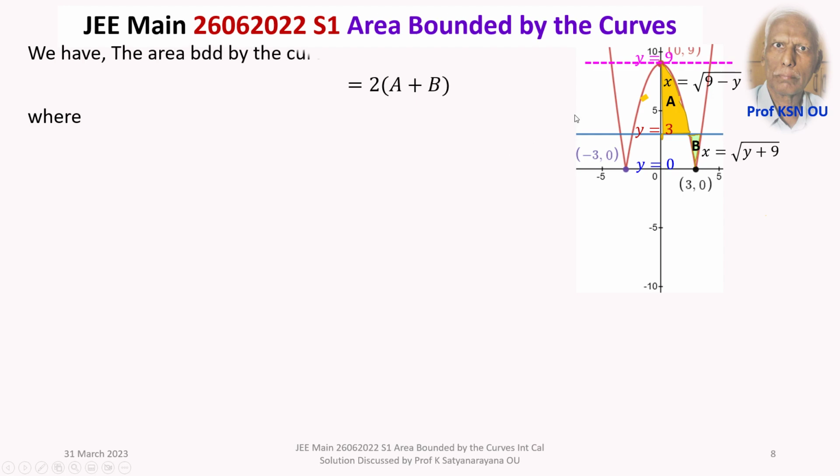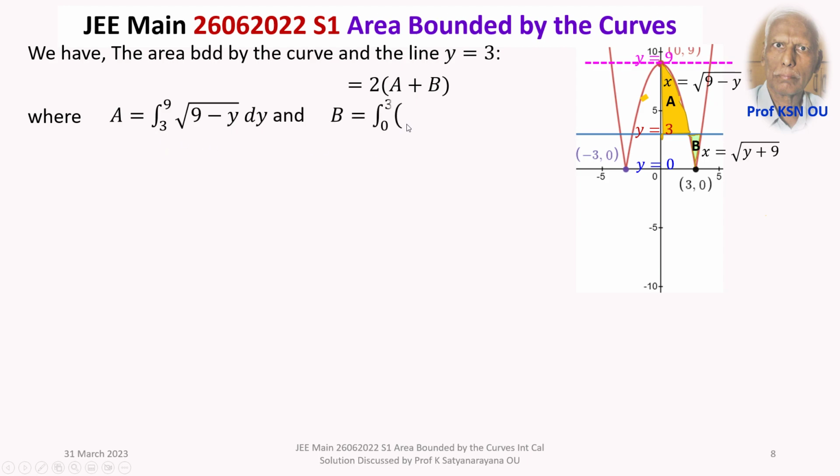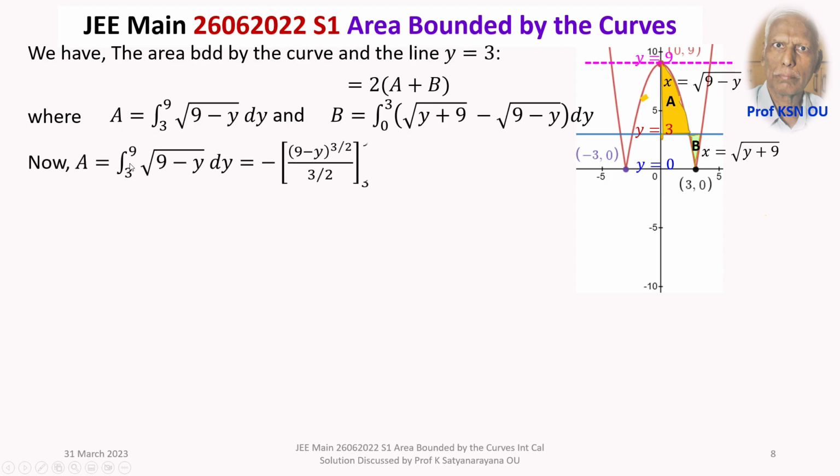That's the figure we have, where A is the integral, B is the integral. We will now take A. A is equal to the integral from 3 to 9 of square root of 9 minus y dy. Now the integration: 9 minus y to the power of half plus 1, by half plus 1, that is 3 by 2, and 9 minus y. When differentiated, you will get a minus outside, to be evaluated between 3 and 9.